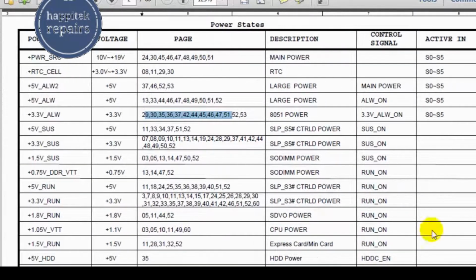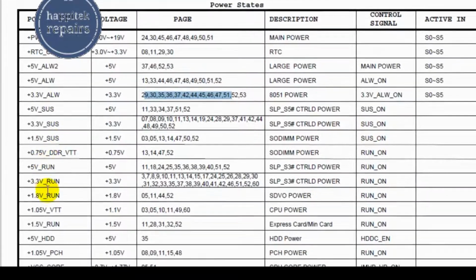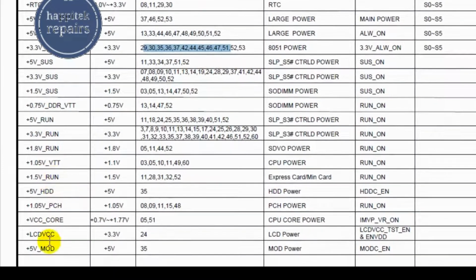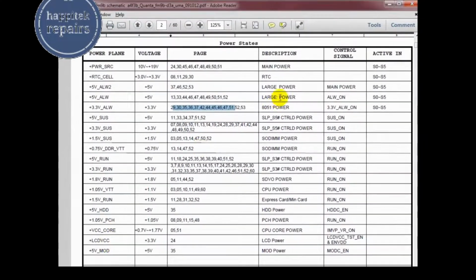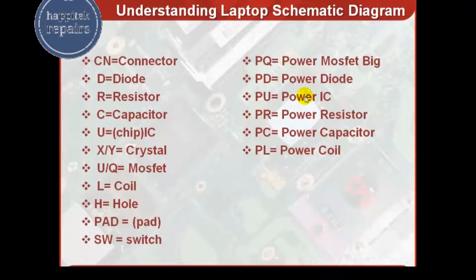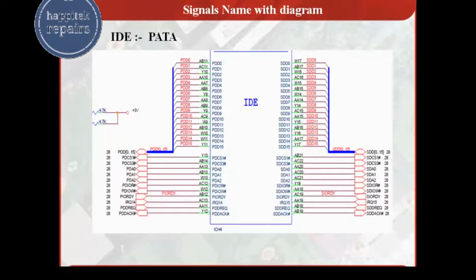Control signal means how it is on. From 0 to S5, always on enables this power. SUS on signal is enabling this SUS power. Run on signal status on these signals. These are the power sequence. So this is one board. Now we will see the laptop sections.